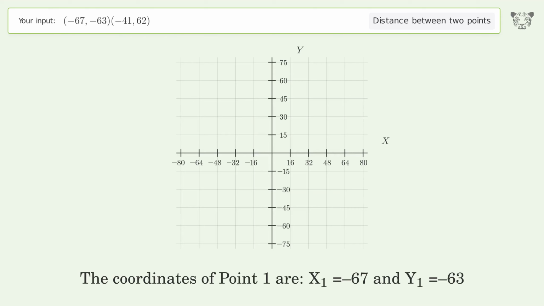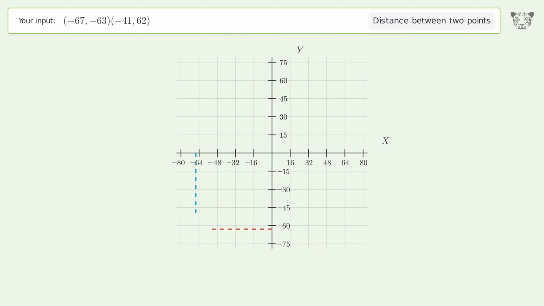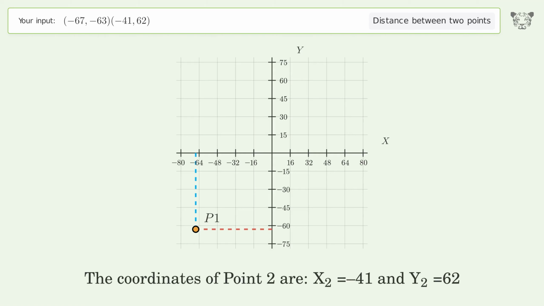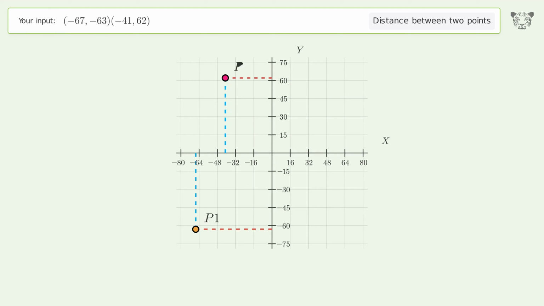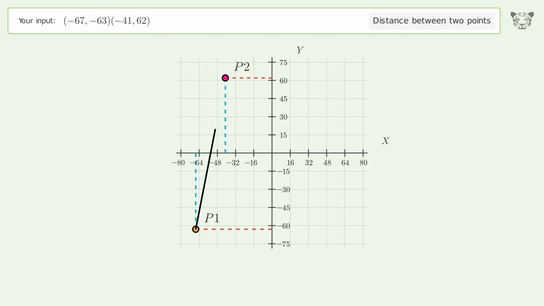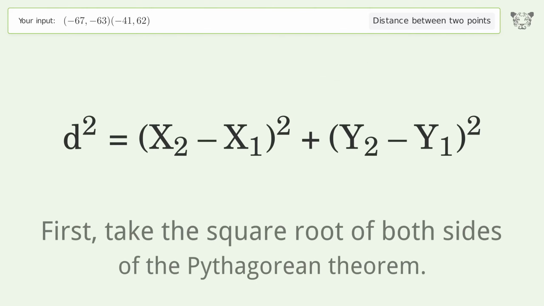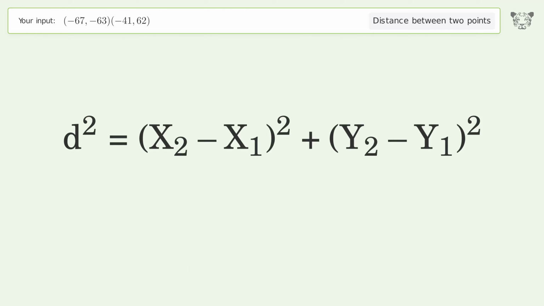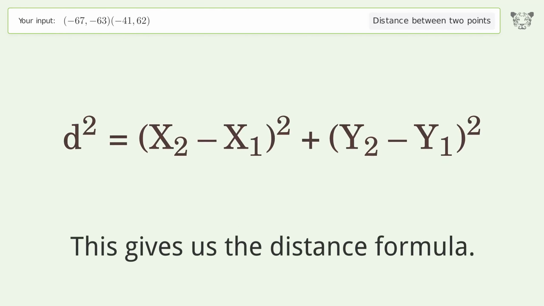The coordinates of point 1 are, x1 equals -67 and y1 equals -63. The coordinates of point 2 are, x2 equals -41 and y2 equals 62. D is the distance between the 2 points. First, take the square root of both sides of the Pythagorean theorem. This gives us the distance formula.